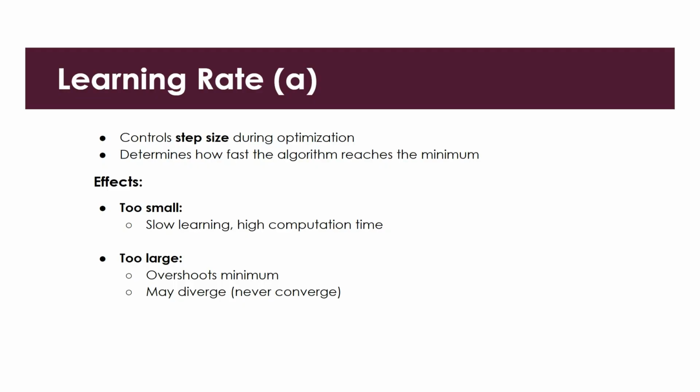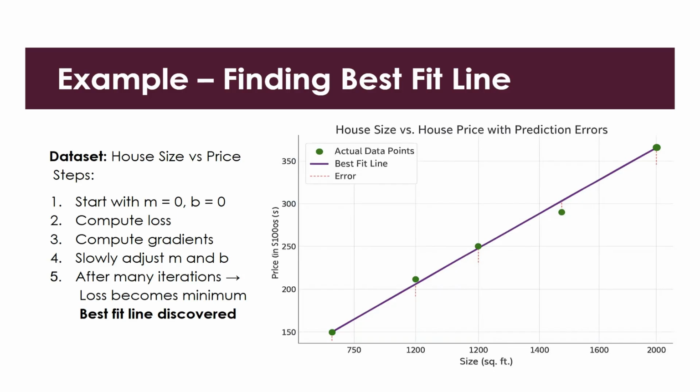Coming to the learning rate, written as alpha, it controls how big or small the steps are during updating. If the learning rate is too small, the learning becomes slow. If it is too large, our algorithm may overshoot the minimum and fail to converge. So choosing the right learning rate is very important. It decides how fast gradient descent finds the best fit line. It tells how the model will predict.